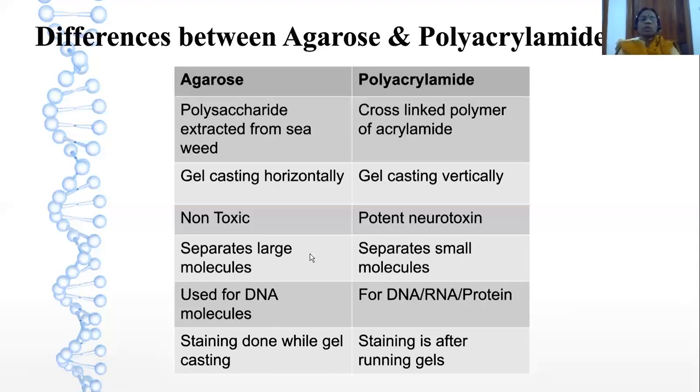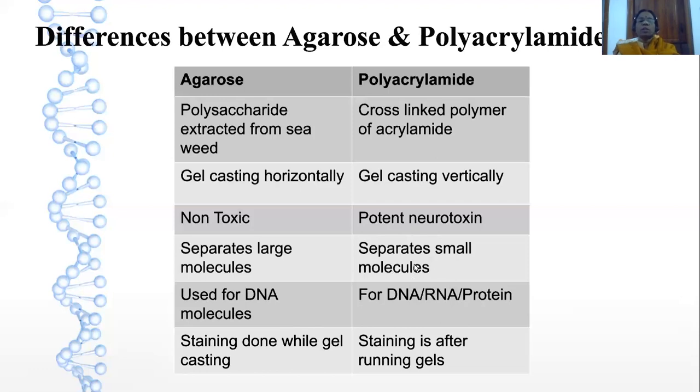Therefore, larger molecules can be separated by using agarose gel electrophoresis. And finally, agarose gels are pre-stained. That means we need not stain after the complete process of electrophoresis is over. We just need to add a couple of drops of ethidium bromide while we are casting the gel in the gel tray. That will serve the purpose of the stain. That means it will fluoresce. Later, we need not add any stain to look at our bands.